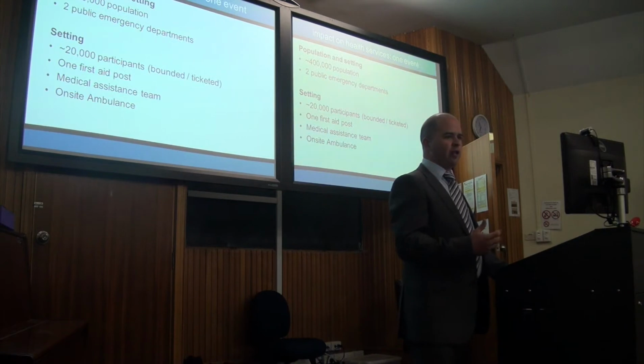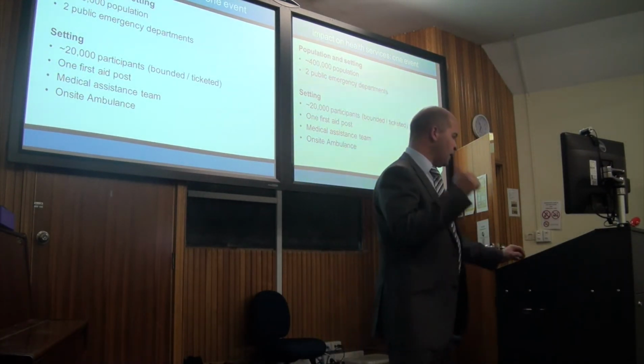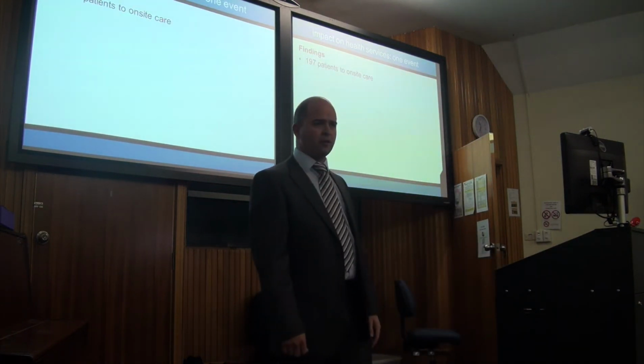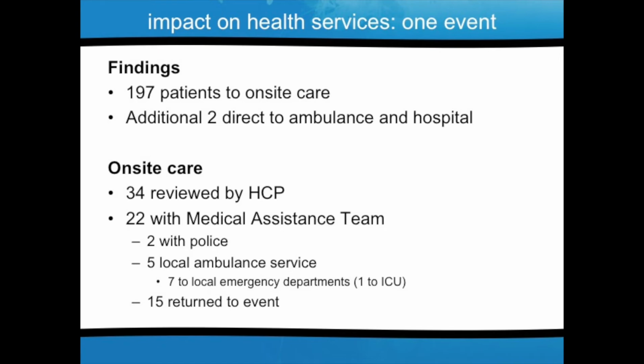So we collected all information from on-site care, the medical assistance teams, the ambulance services and so on, and this is what we've come up with so far. So 197 people out of the 20,000-ish presented to on-site care. Of that, 2 other patients picked up the phone and called an ambulance themselves, or, we're not quite sure, walked through the first aid post and straight into the back of an ambulance because they were so unwell or needed to go to hospital. So obviously they didn't register with the first aid on-site care. So there's about 200 patients in total.